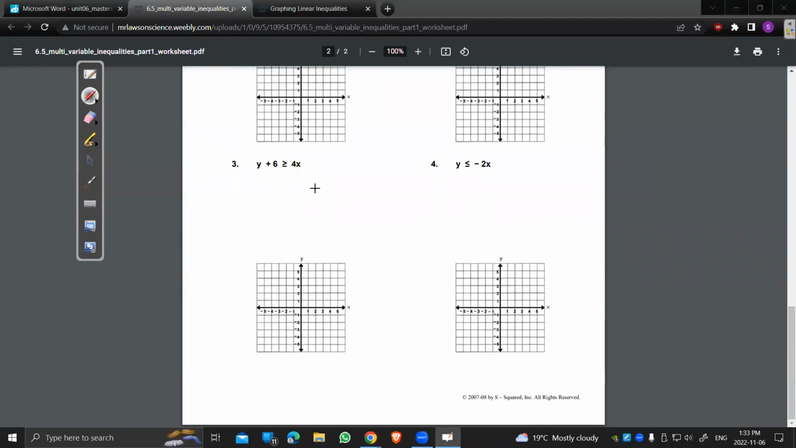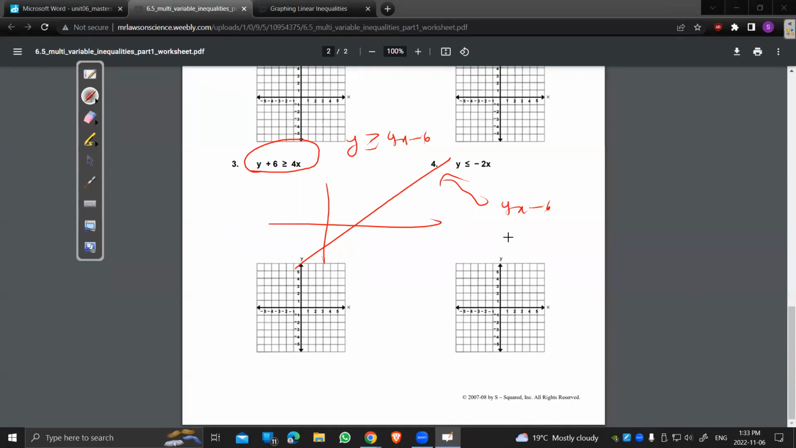Okay, here's a question for you. Let's say this is our equation. Let's say 4x minus 6 looks like this. Where do we go, up or down for this? y is greater than 4x minus 6. Let's assume that is 4x minus 6. Are we going to go up or down from there?